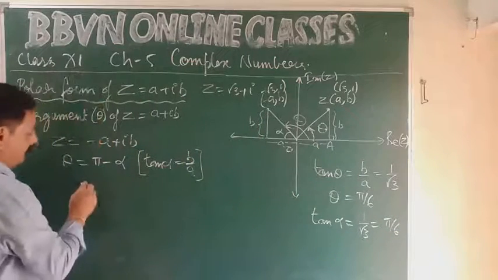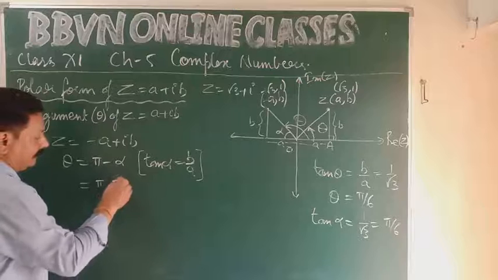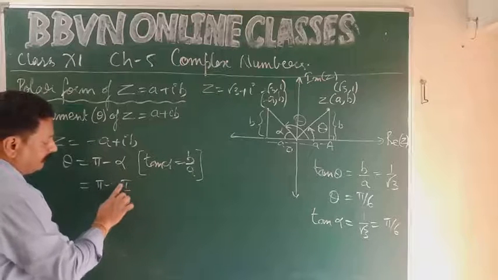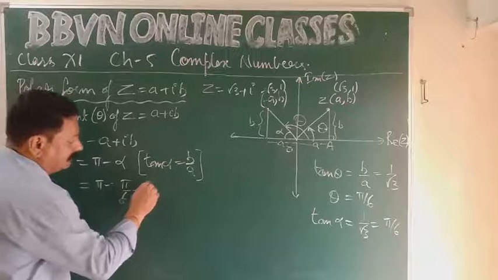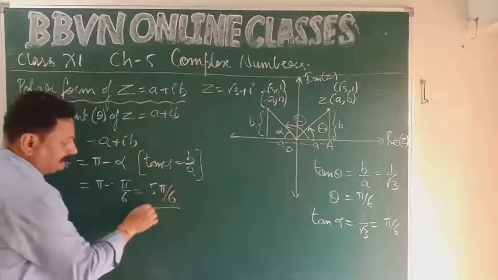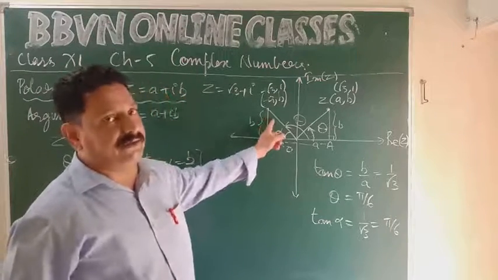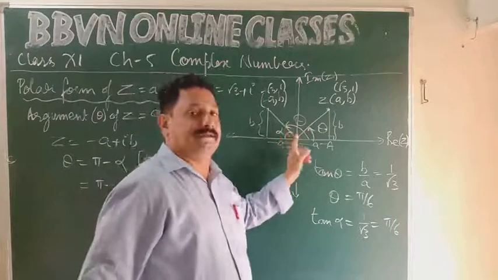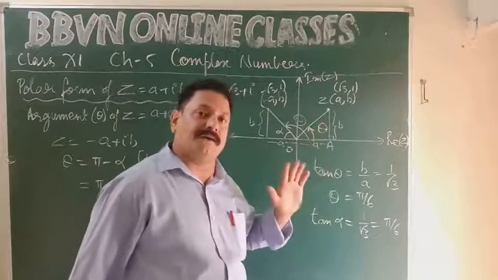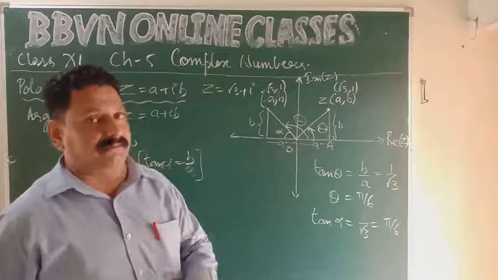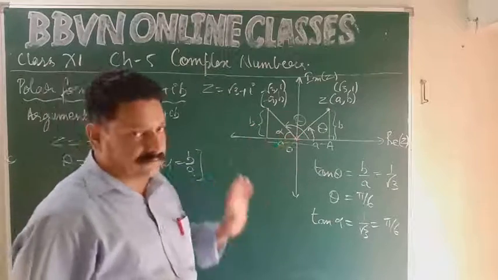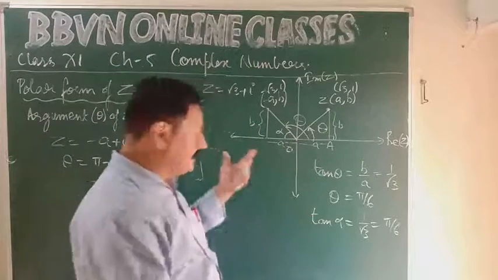Argument theta क्या हो जाएगा? Theta equal to pi minus pi by 6, that is 5 pi by 6. ठीक है. So when complex number lies in the second quadrant, argument theta is pi minus alpha. Argument theta will be pi minus alpha. So first quadrant and second quadrant we have discussed. Let's move ahead.